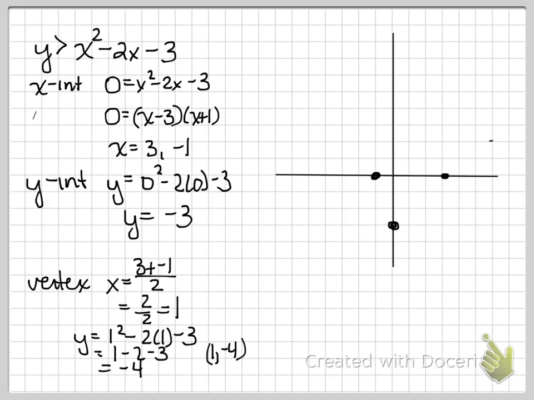Okay, plot it. Do our mirror point. Now we can sketch our parabola. Now looking at our parabola, we need to decide if it's solid or dashed. Again, look at that equation right there, that's a less than or a greater than sign, so it's dashed.